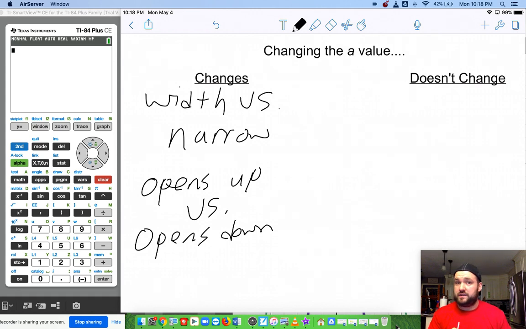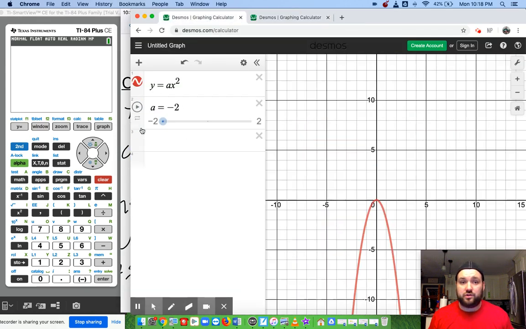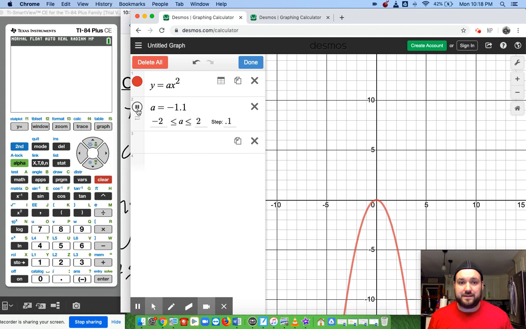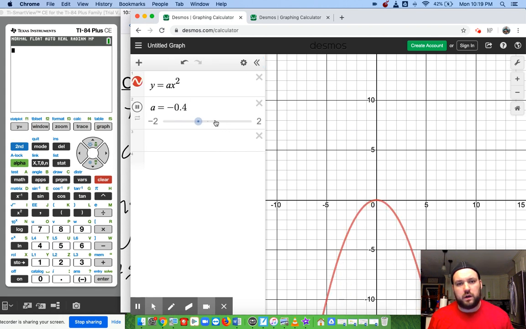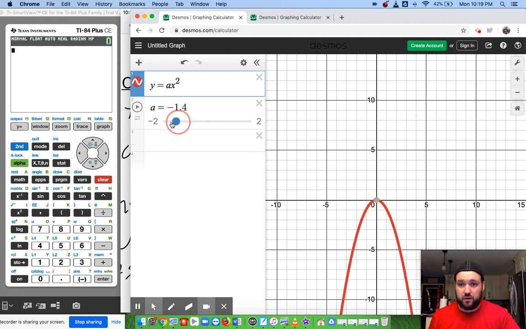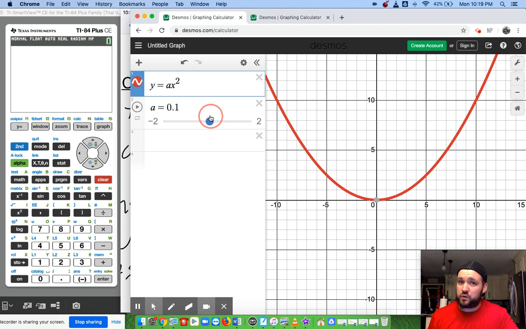What doesn't change, and this is important, is that as we've been changing the a value, making the graph skinnier and narrower, one thing that didn't change, and Desmos is kind of cool because you can animate this, is where the vertex is at. Notice that the vertex is at 0, 0 the entire time. Okay, and that's really important because the vertex is the most important point on a parabola, and the fact that the a value doesn't change where the vertex is at will be important later on.